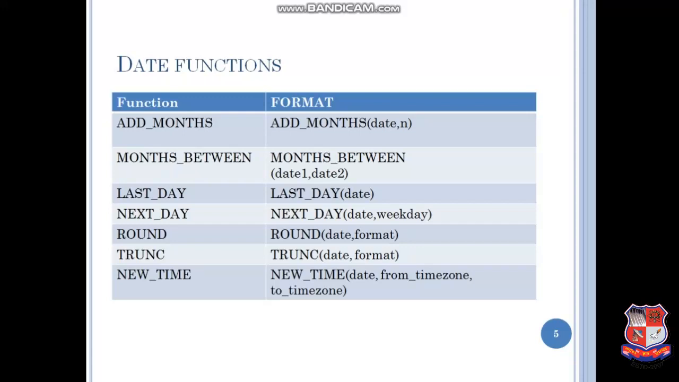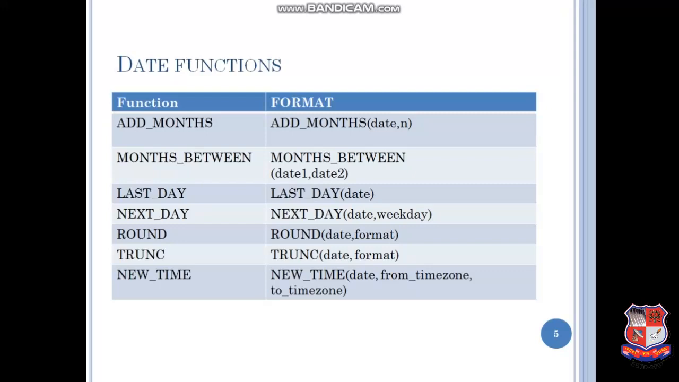Round. If I want to round a date to a specific value, I can use round date comma the format. Now the number of formats to which a date can be rounded is already given by the system. Truncate. If I want to truncate a date to a particular time, I can do it using the truncate command, trunc date comma format. New time. If currently I am in GMT time and I want to chat with my friend who is in the EST time zone, I can find out what would be the time there by giving the command new time date comma from time zone to time zone.